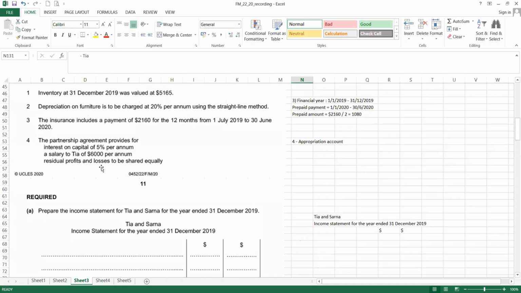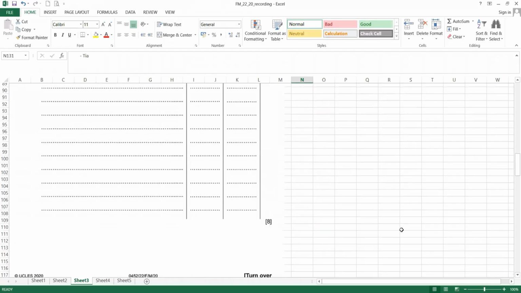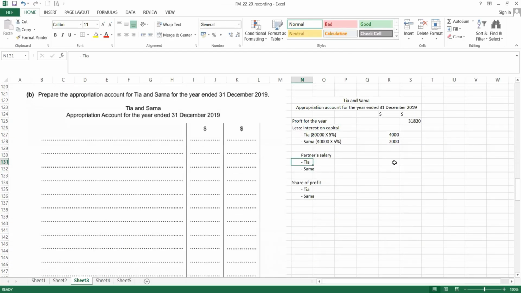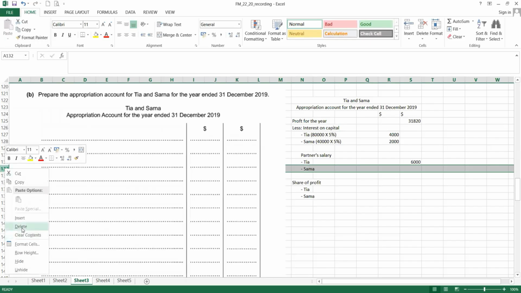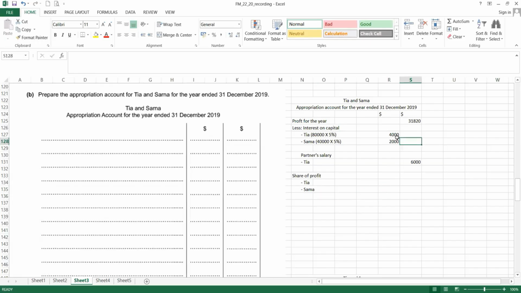A salary to Tia is 6,000 per annum. So only Tia gets the salary. In this case, 6,000 I should put in here. And this one I can take out already, because Sama didn't get a salary. Subtotal.